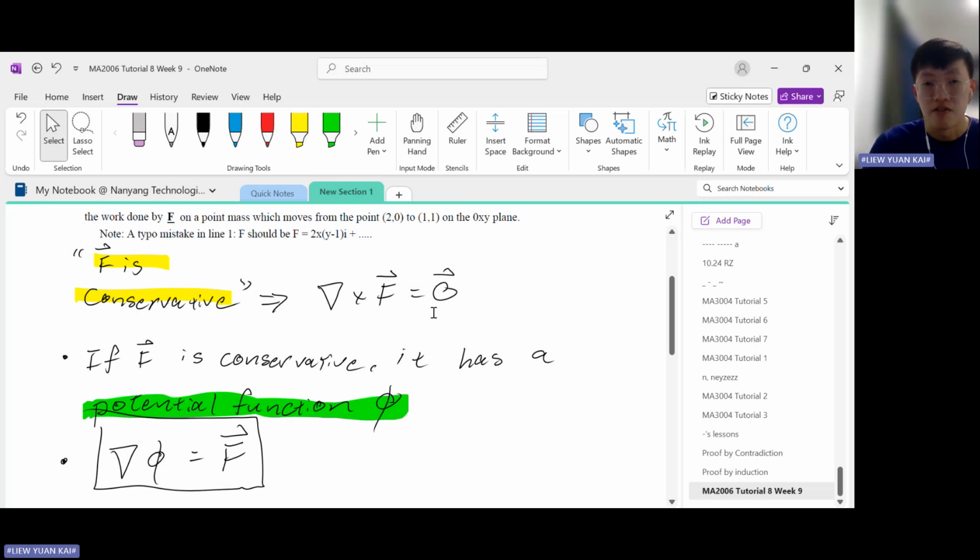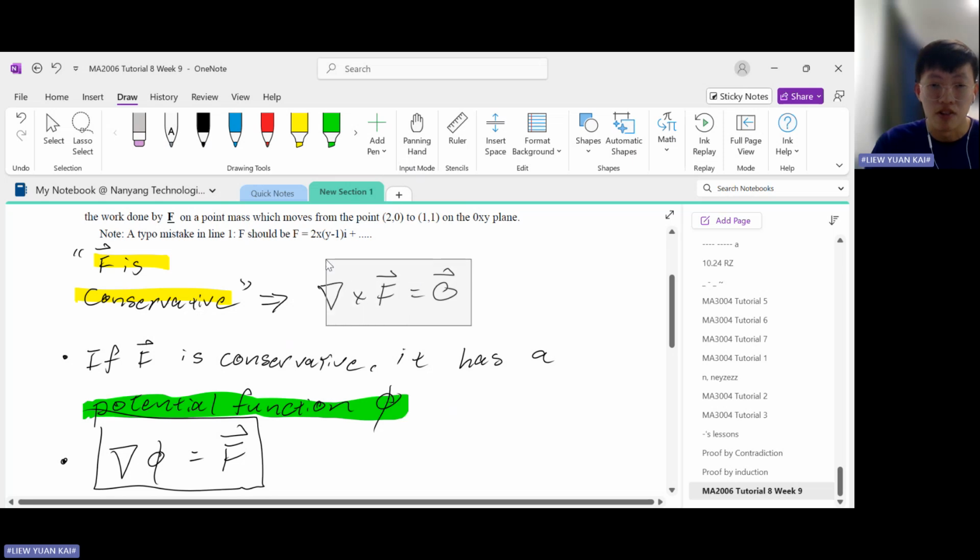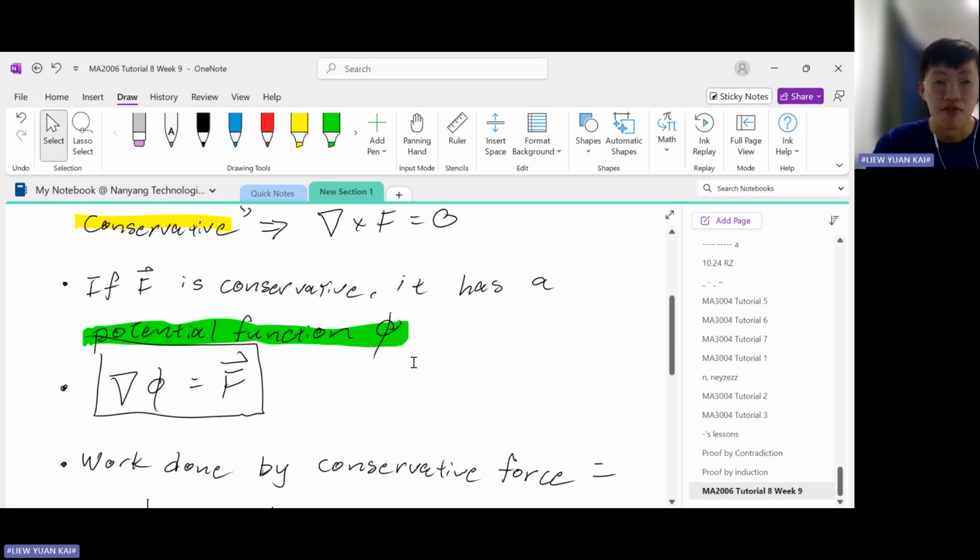And how do you do that? First, you do nabla cross F. If it turns out that nabla cross F is the zero vector, then it is conservative. And what is the special property behind conservative forces? It is that the force field has a potential function, which we call phi.